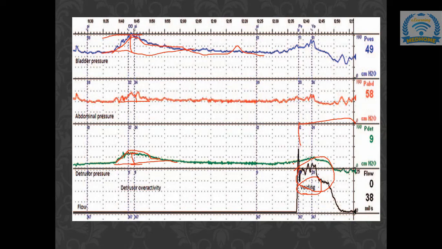Because we need to see it more in the filling phase. Now our concern is mainly in the filling phase. In the voiding phase, we can see that the flow of the urine is also increasing. Because urine is definitely passing, the volume of urine passing from the urethra is going to increase. So in that case, the peak flow rate is more than 15 centimeters of water, which is 38, as given here.